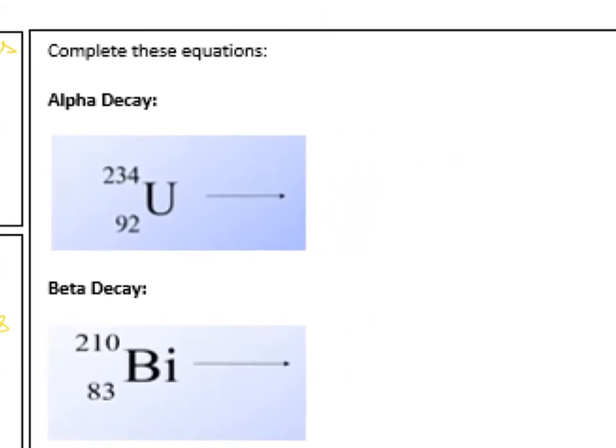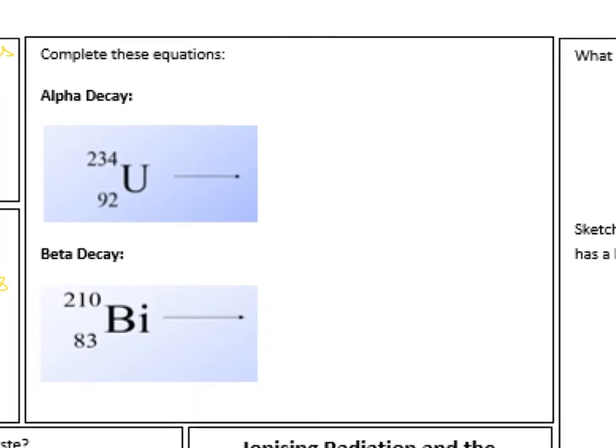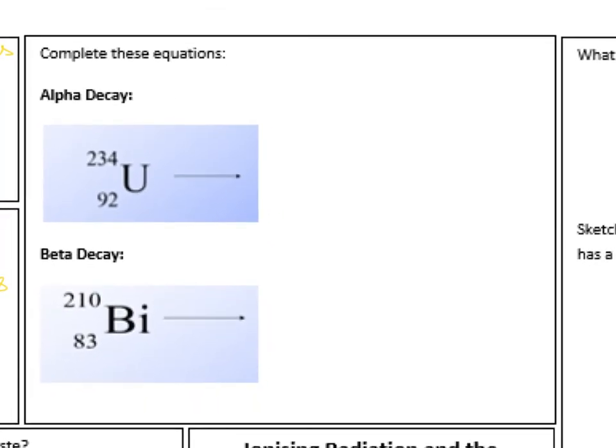Okay, complete these equations for alpha decay and beta decay. So really straightforward, you should be able to do these yourself. I have got my periodic table to help me. Okay, so alpha decay, I know that I'm going to have alpha and a 2 and a 4 there. Okay, for beta, I'm going to have a beta, a -1 and a 0. I need a plus sign for each of those.